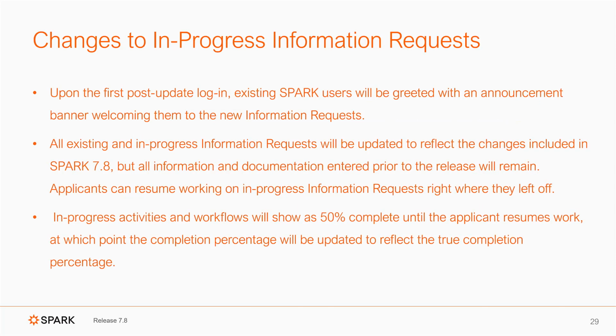When an existing Spark user logs into Spark for the first time after the release, they'll see a welcome banner that's going to outline some of the major changes to information requests. If they have an information request that's in progress, all of the information they've entered so far will be saved. They can pick up right where they left off. It will just assume the new look and feel of information requests with Spark 7.8. The only thing to keep in mind is that anything they have in progress, so activities and workflows that they have started but not completed, are going to show as 50% complete until they resume their work. At that point, it'll update to a more accurate completion percentage.